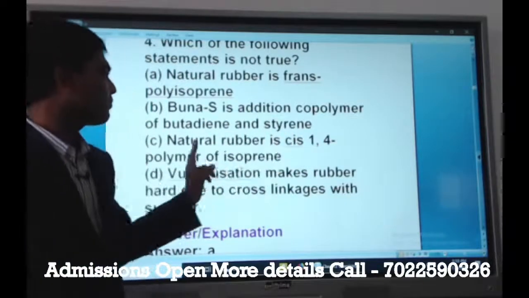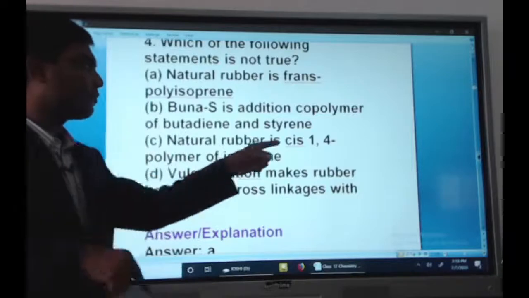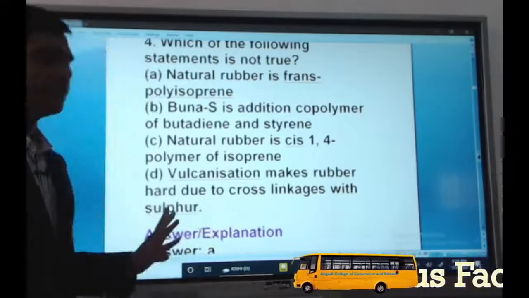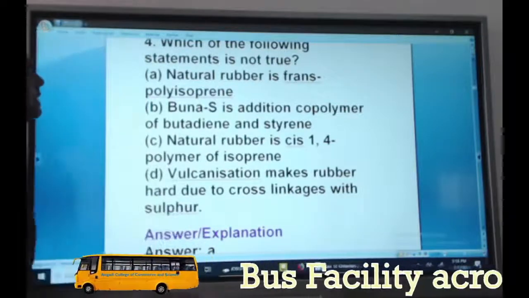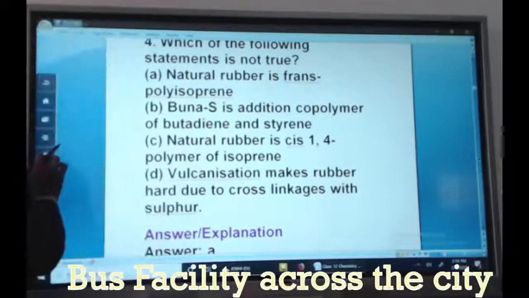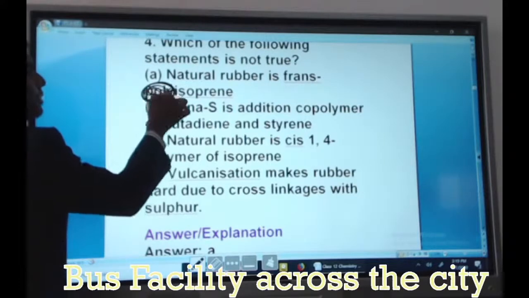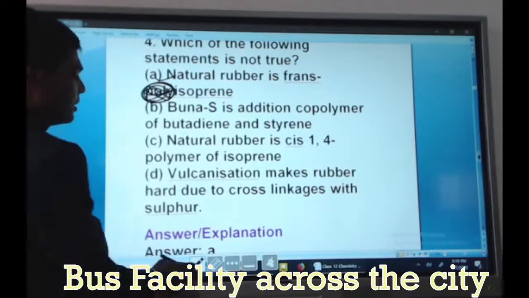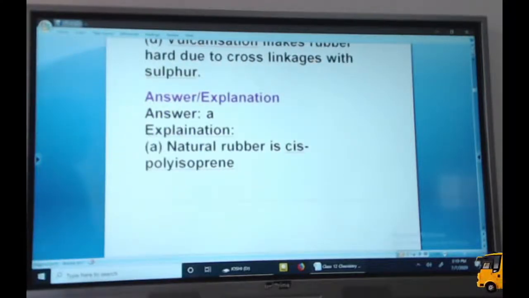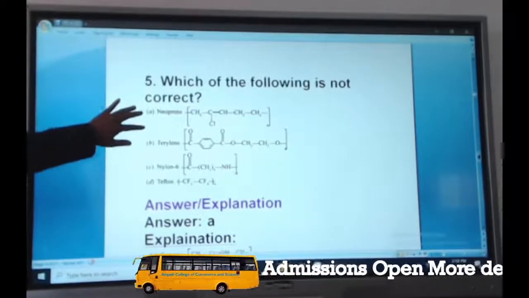Natural rubber is a cis-1,4 polymer of isoprene. At that time I told you about the double bond and methyl group, whether it is 1,4 or 1,2, you have to understand. Vulcanization makes rubber hard due to cross linkages with sulfur. Among the 4, which one is the false statement? This one. It is called a false statement because he has used the word poly. If he had not used the word poly, it would have been correct. So option A is the false statement. You can see the explanation: natural rubber is a cis-polyisoprene.